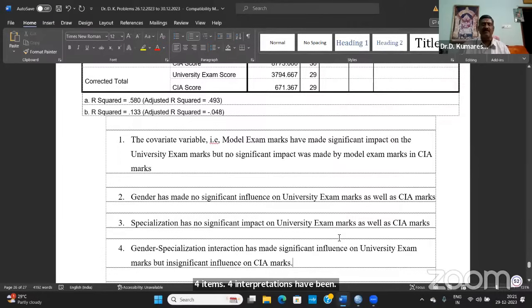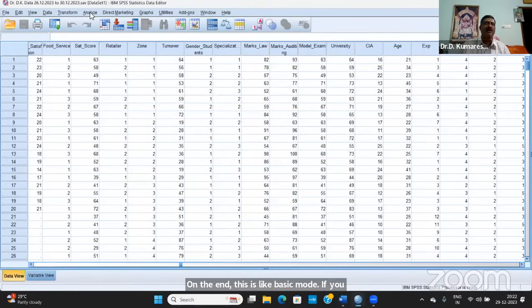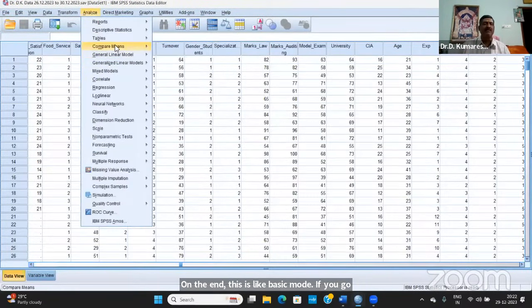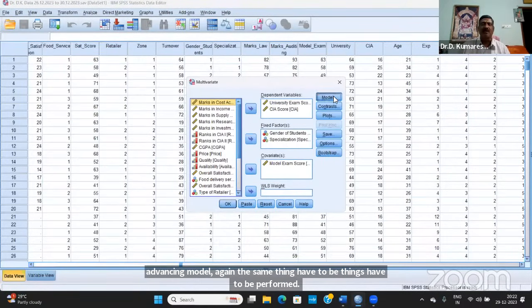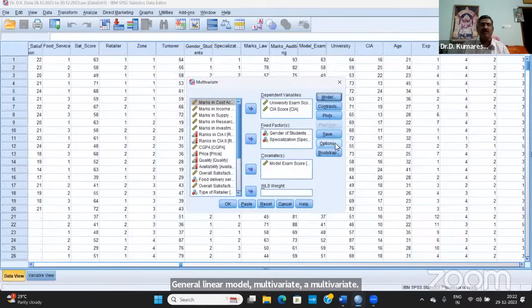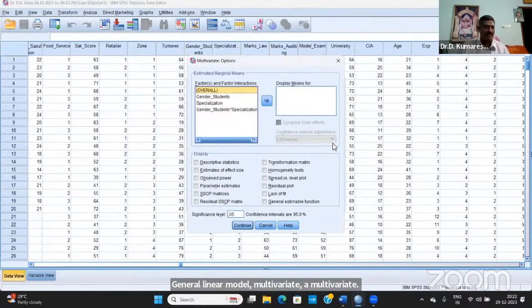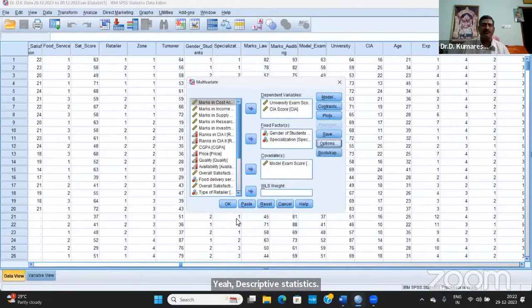Once again, this is like the basic model. If we go for the advanced model, again the same things have to be performed. General linear model, multivariate, model definition already done. Then go for options. Here, all are taken together and descriptive statistics. Then continue. Then click OK.